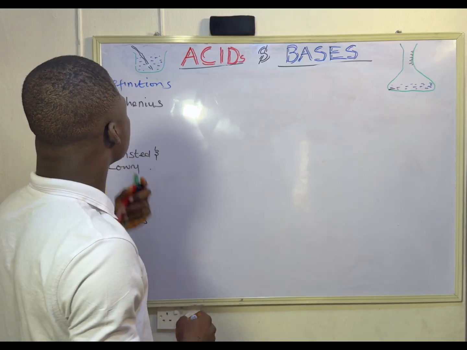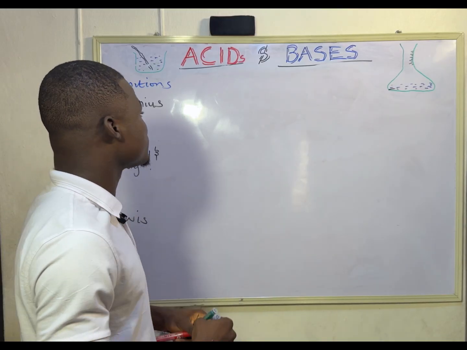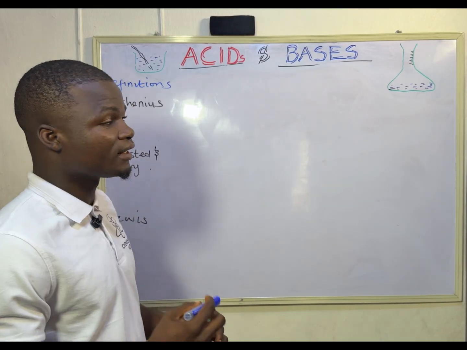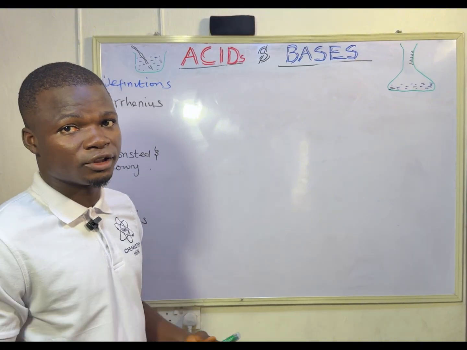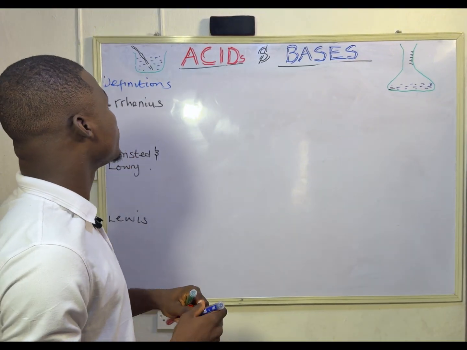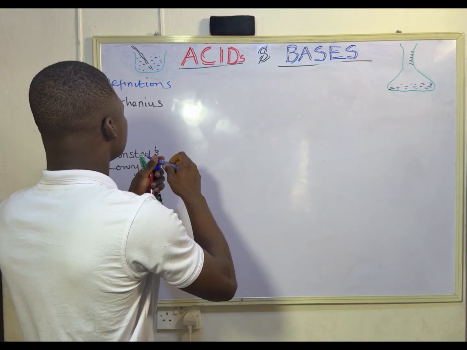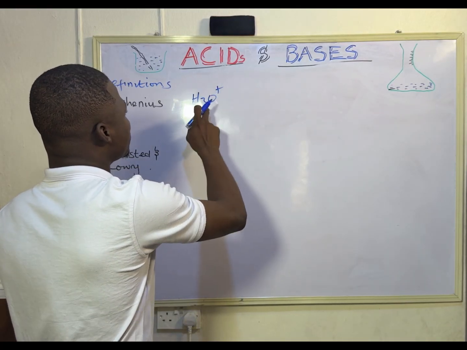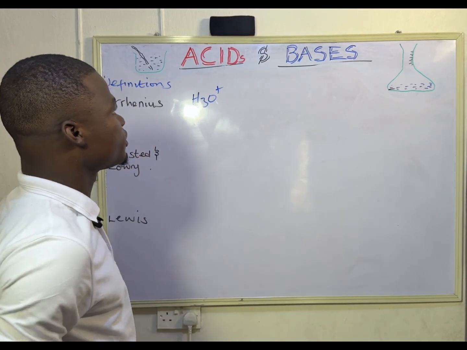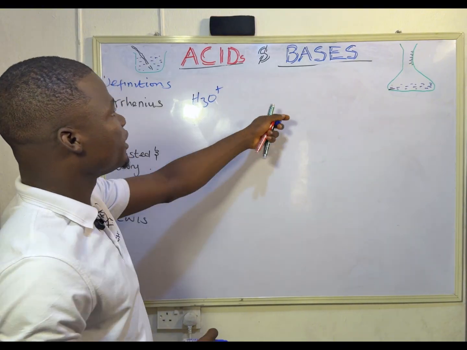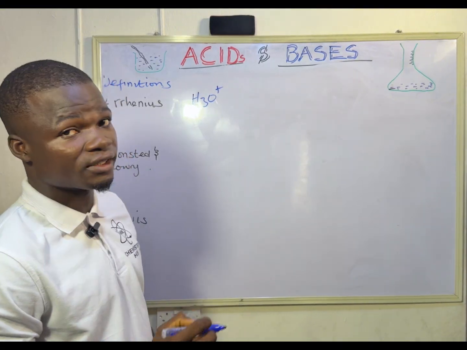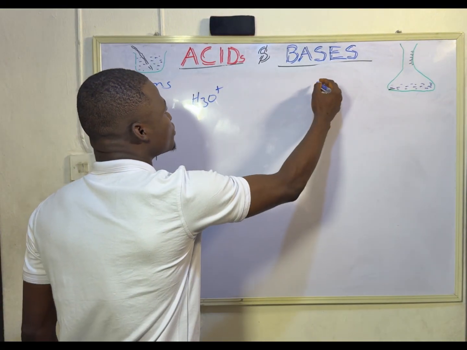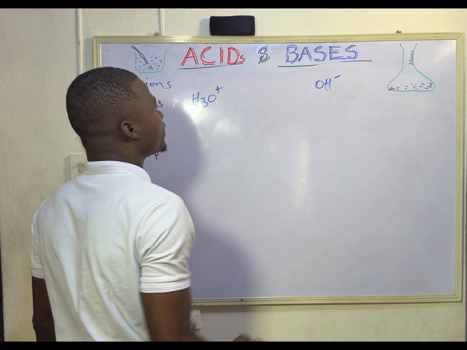So according to Arrhenius, Arrhenius defines an acid as any substance that increases the concentration of hydronium in water. So Arrhenius defines acid as any substance that increases the concentration of H3O plus in water, while he defines a base as any substance that increases the concentration of OH minus in water.